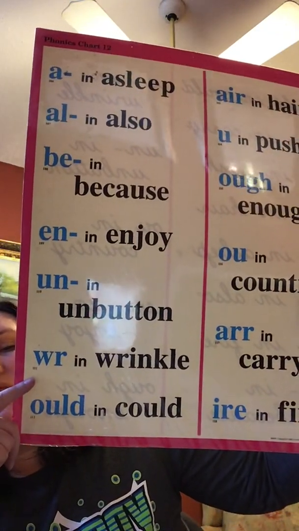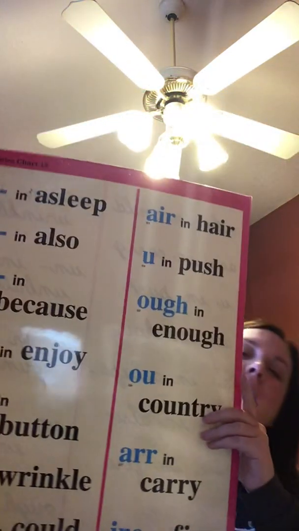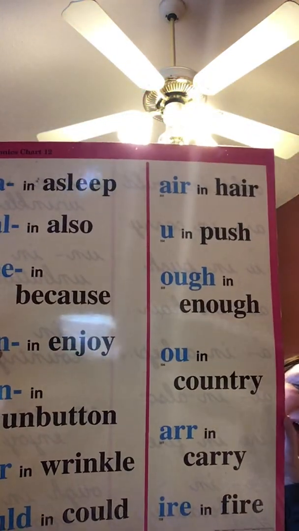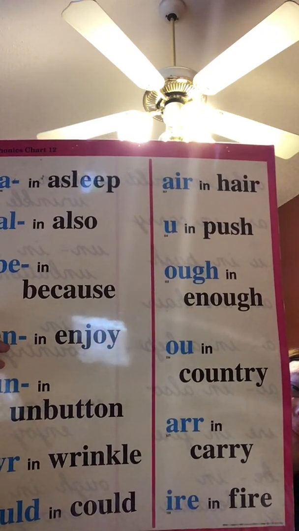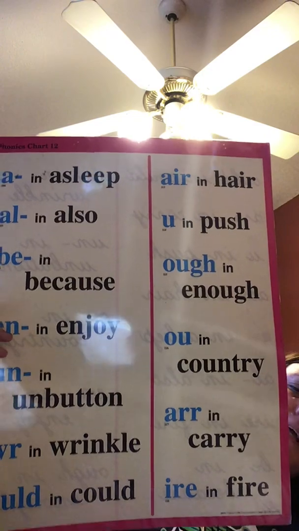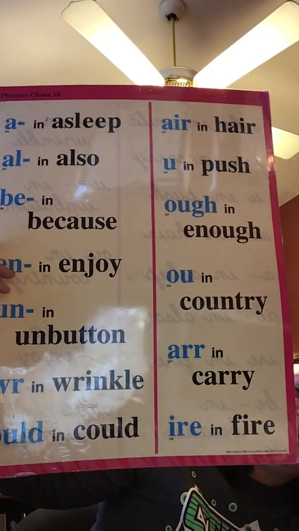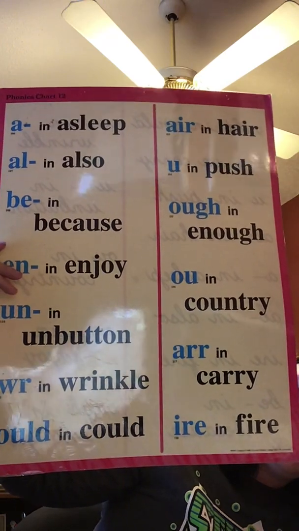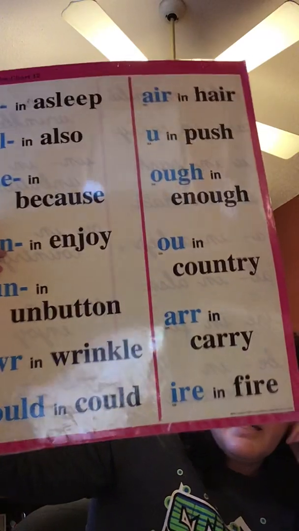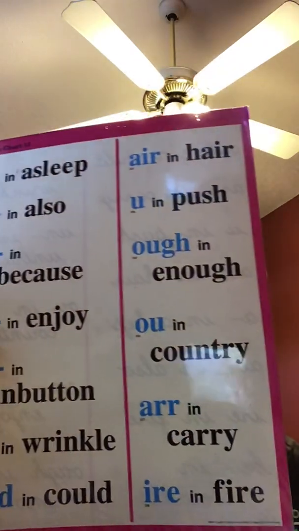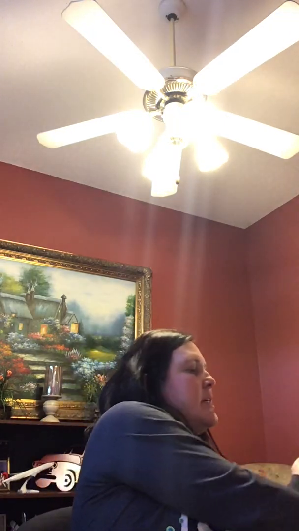WR says /r/ and wrinkle. OULD says /ood/ and could. AIR says air and hair. U says /oo/ and push. OUGH says /uff/ and enough. OU says /uh/ and country. ARR says air and carry. IRE says ire and fire. Okay, let's keep going. Let's do 13 together.